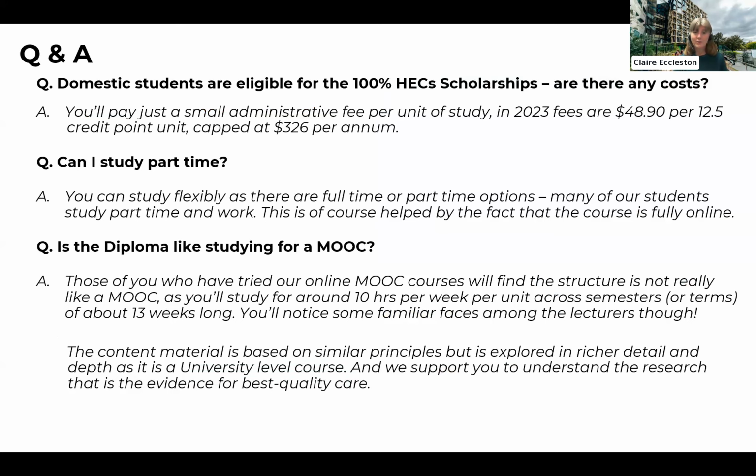So let's run through some questions that we commonly receive about the course. One is, I know that domestic students are eligible for the 100% HECS scholarships. Are there any costs? And the answer to this is yes. Domestic students will pay just a small administrative fee per unit of study. In 2023, these fees are $48.90 per unit, and that's capped at $326 per annum. And when I'm talking about domestic students, this means Australian citizens and permanent residents living in Australia. If you're not sure whether that means you, then please pop your details in the Q&A and we'll email you about your particular circumstances. Or you can contact us later about the details that we'll put up in the last slide.